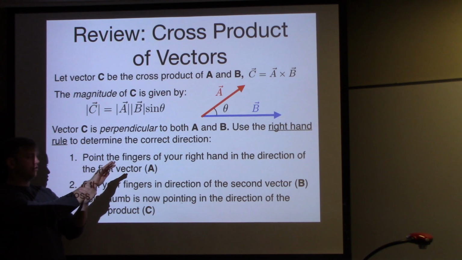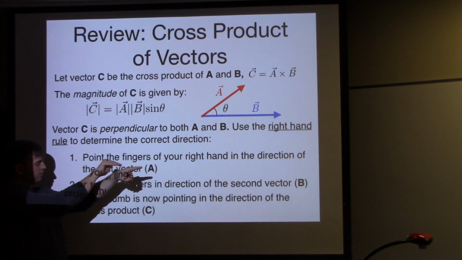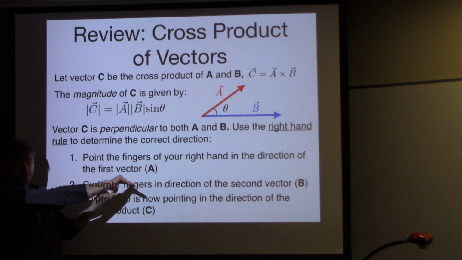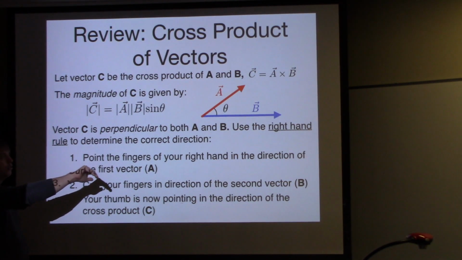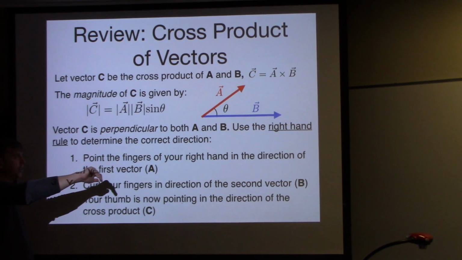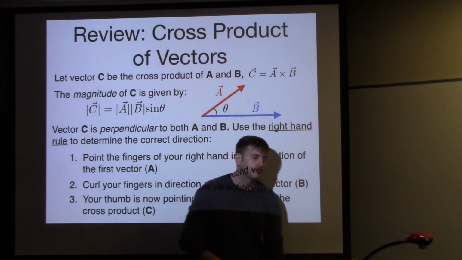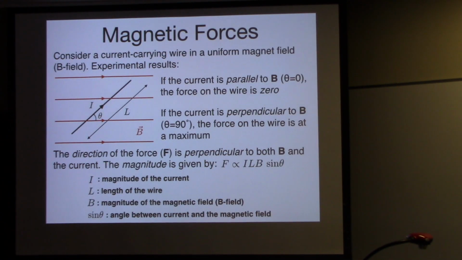Okay, step 2. Curl your fingers in the direction of vector B. So I'm going to curl those same fingers this way in the direction of vector B. And now notice my thumb is pointing in the direction of the cross product. So in this case, vector C is going into the page. That's what I determined from the right-hand rule. Okay, so that's the math behind cross products. And so now let's get into magnetic forces.